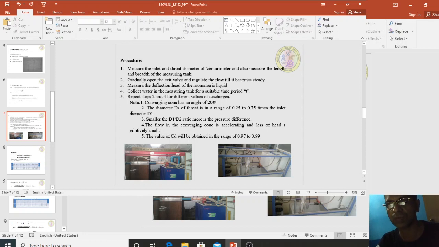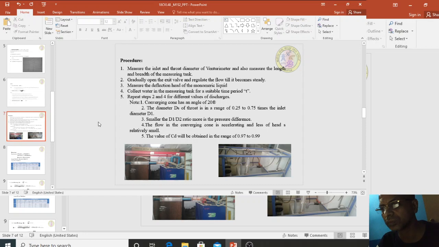If it resembles the procedure, 50 to 60%. Gradually open the exit valve and regulate the flow till it becomes steady. Measure the deflection head of the manometric liquid. So that is your mercury. Deflection head of the manometric liquid you have to measure. Collect the water in the measuring tank for a suitable time period T and repeat steps 3 and 4.